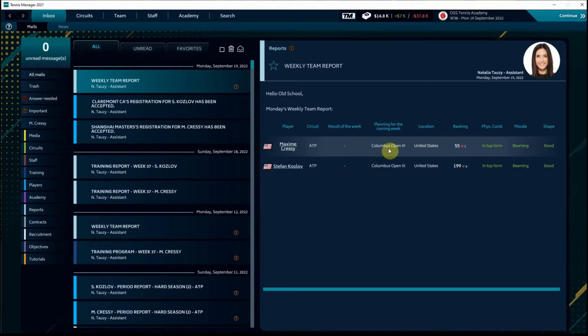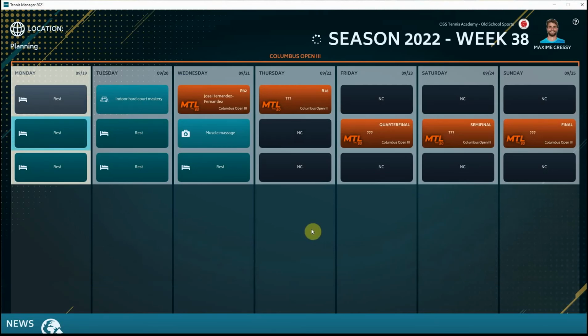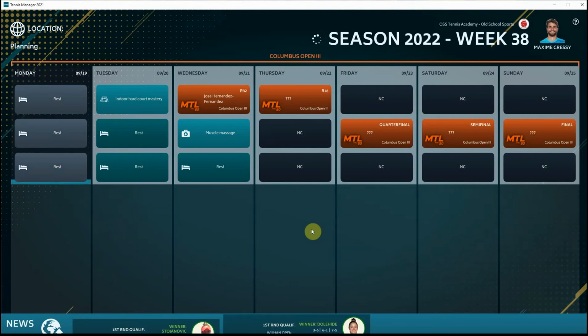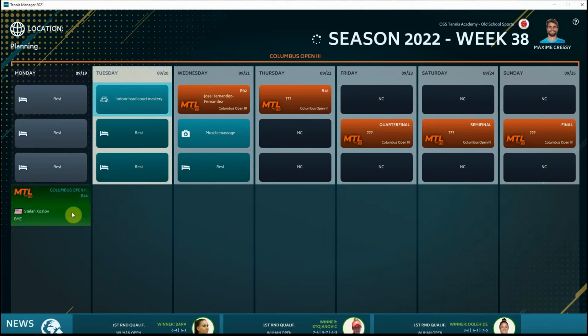playing in the same tournament this week. They're both going to be at the Columbus Open here in the United States, so it will be interesting to see when they potentially would meet each other at this 80-level event. And see, Stefan also had a first-round bye, similar to Maxime.